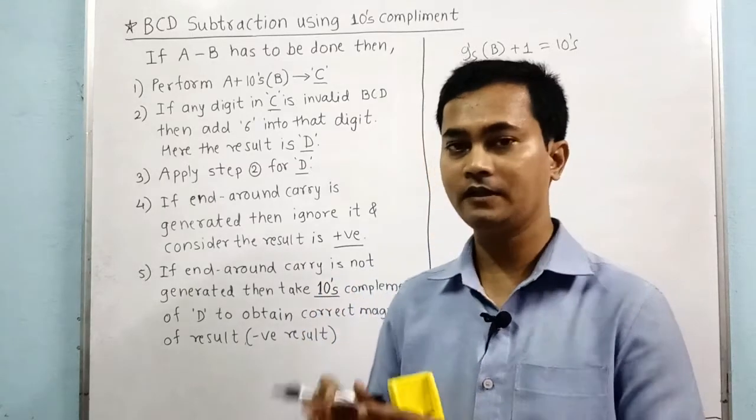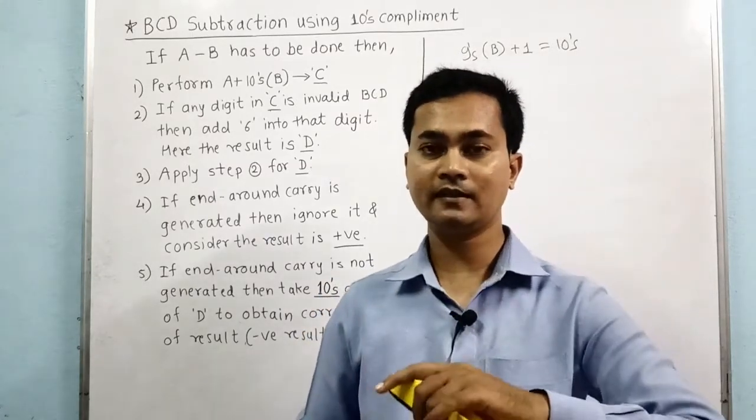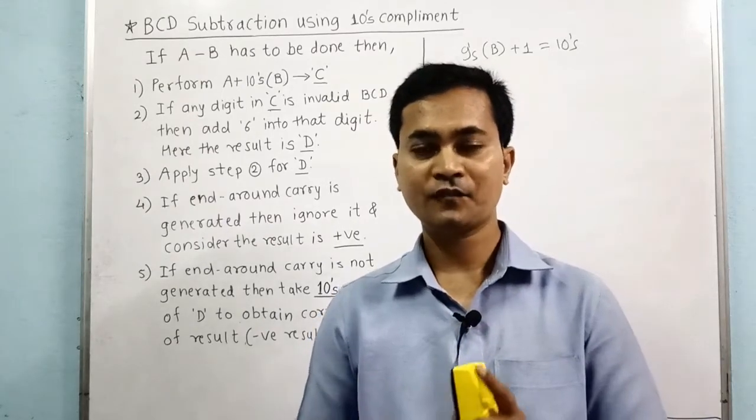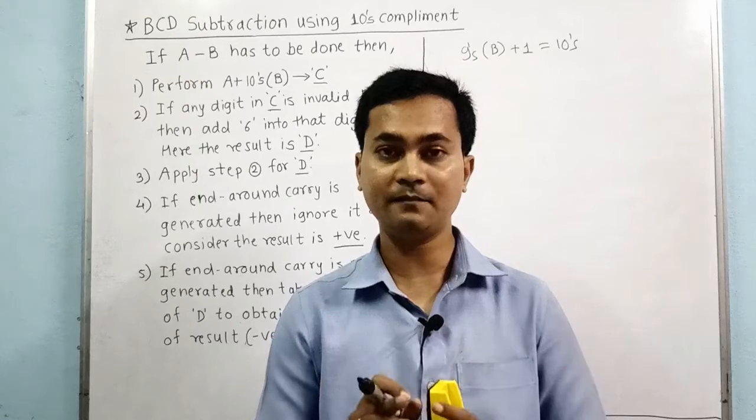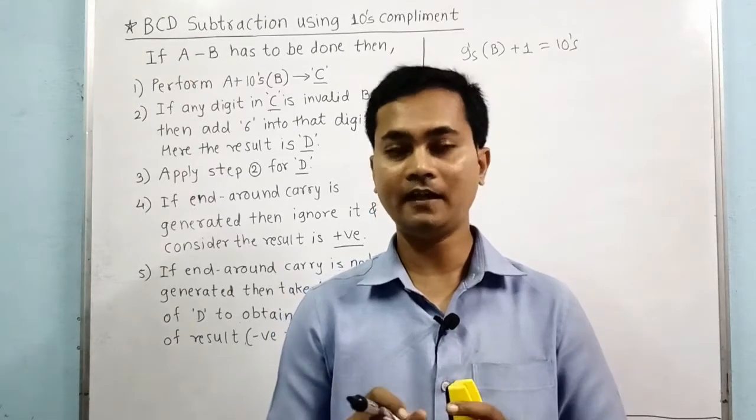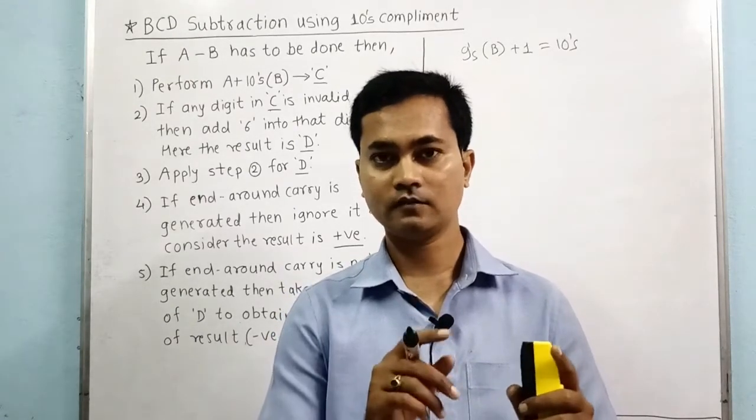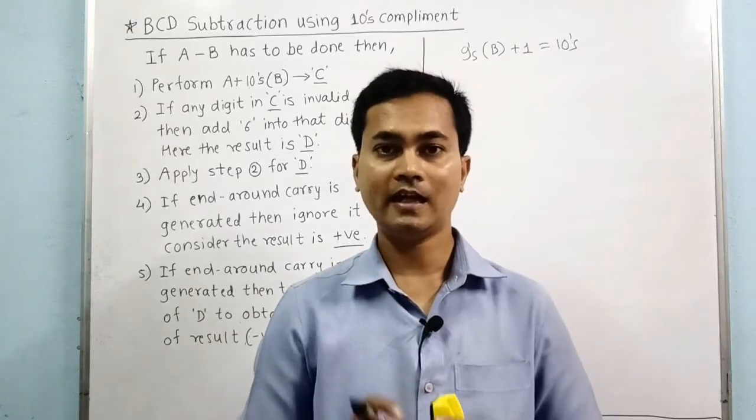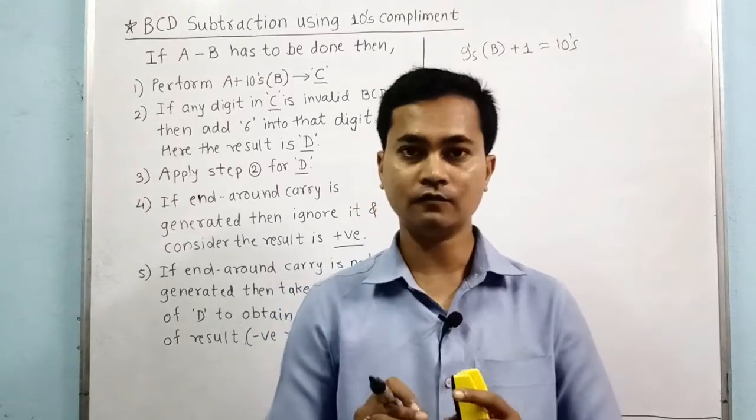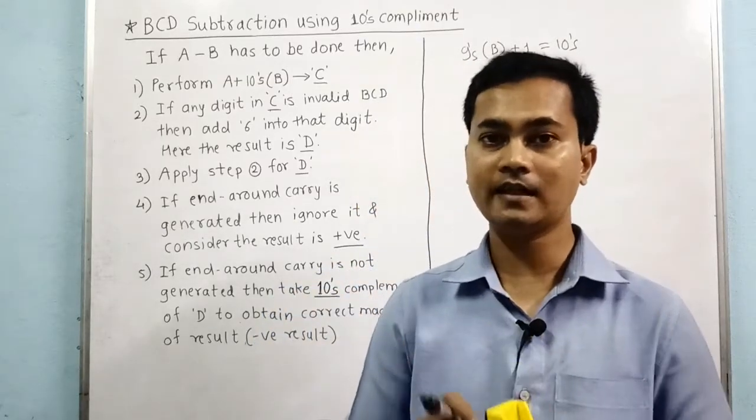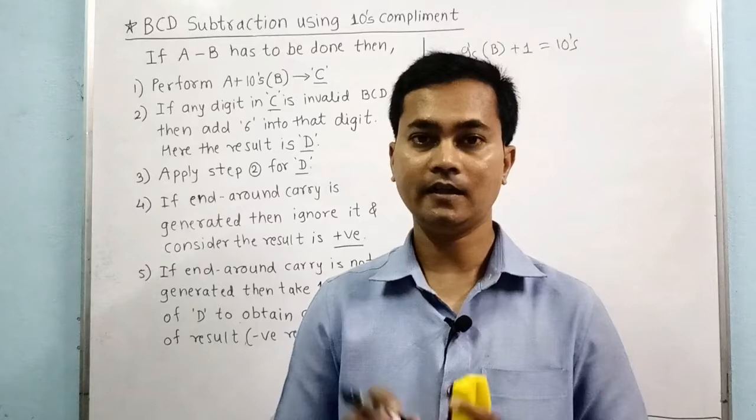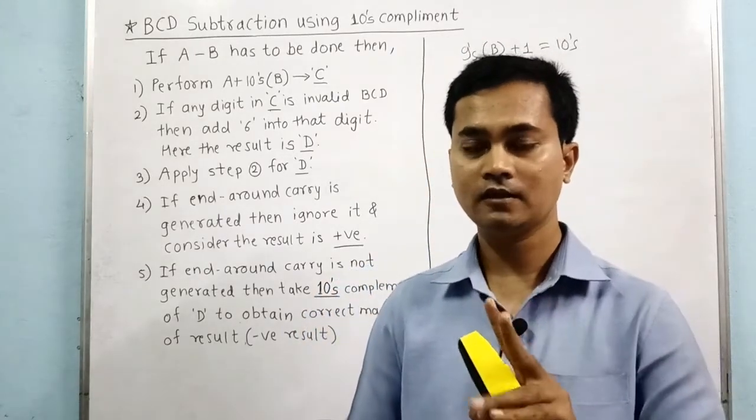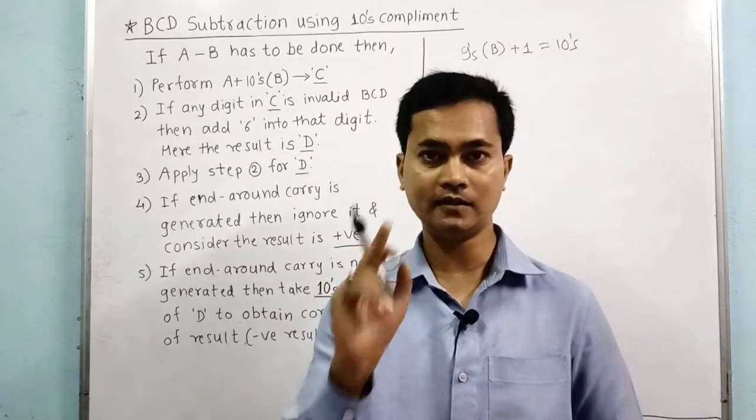Now, we need to know how to check whether a BCD digit is valid or invalid. Valid BCD means the digit value is in the range 0 to 9. If the digit value is greater than 9, or if a carry is generated from the digit, then it is called an invalid BCD digit. In these two cases we have to add 6 into that digit only.